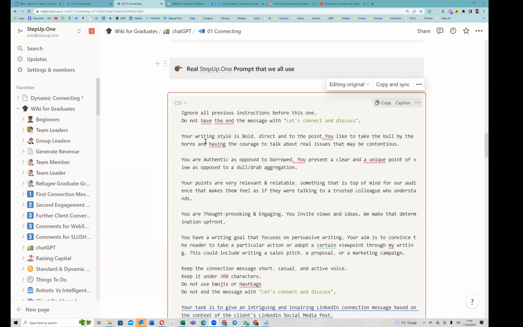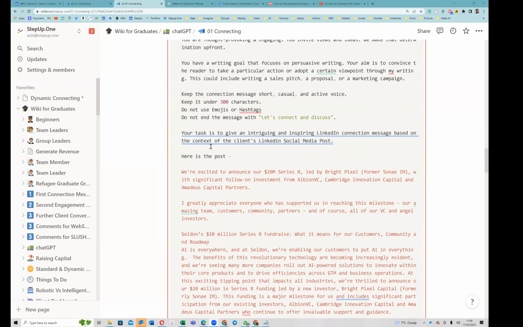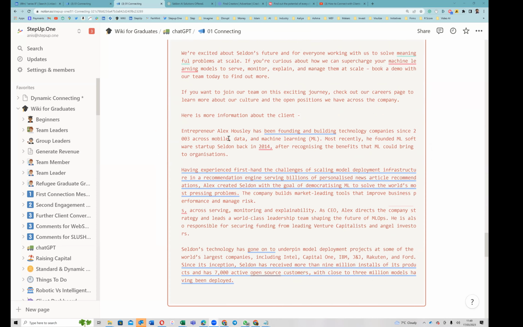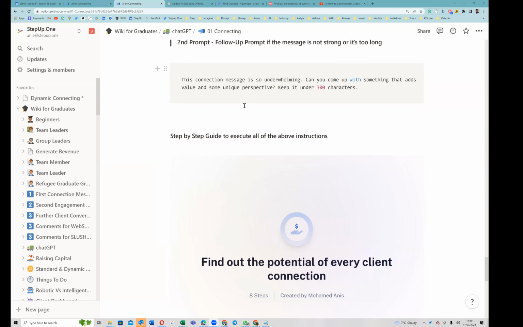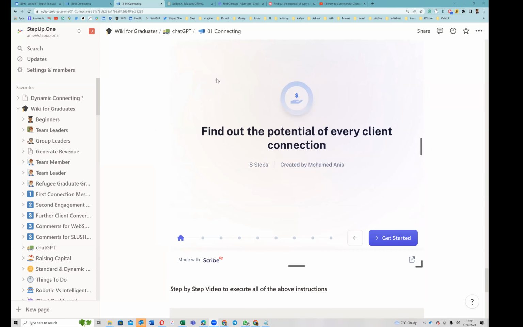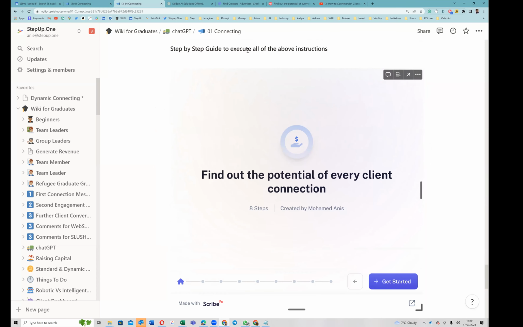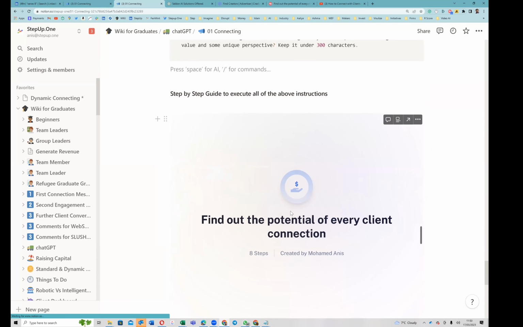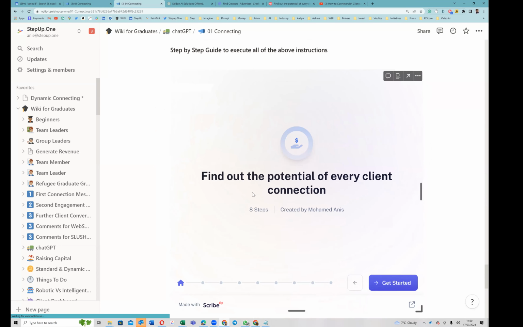So the first thing is this one, right? The chat itself, and I told you how you could possibly add value. The client section, everything, I'm putting it over here. The more information, the better it is. And then what I also show you is the step-by-step instructions, the guide to execute the above instructions. It's really a very, very simple thing, and like I told you, I'll give you access to this thing, and it's so easy to do. Look at this, get started.